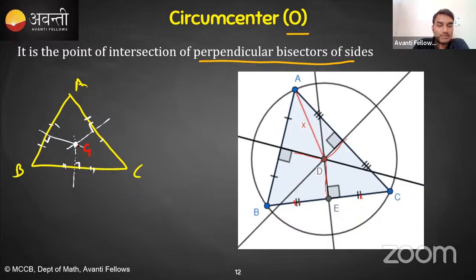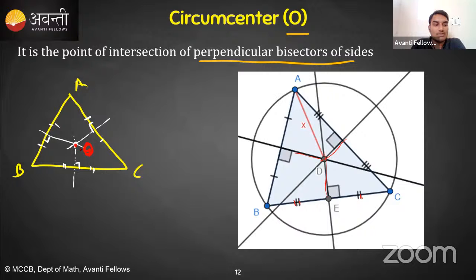You tell me, can you be so sure that this line will pass through A? No, right? It may or may not. Similarly, this line may or may not pass through B. That's why I have not drawn this from B; I just started drawing from the side. So don't get confused. So this is known as the circumcenter.